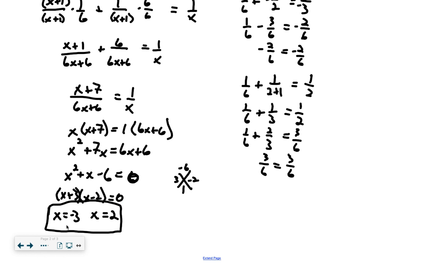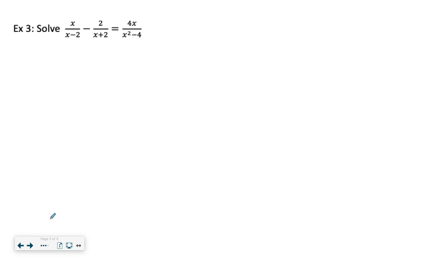All right. So let's just do one more example here. Again, we've got two fractions on the left side of this equation. The first thing I want to do is get common denominators. So I'm going to multiply this first expression by x plus 2 over x plus 2. And I'll multiply the second expression by x minus 2 over x minus 2. So we will have something like this.